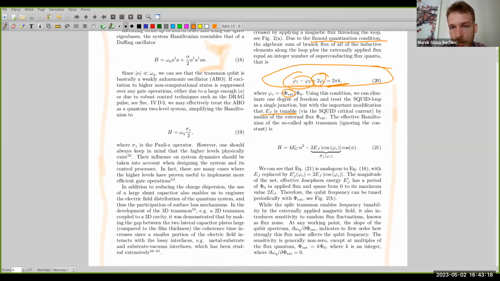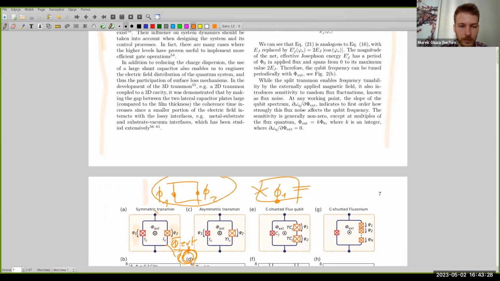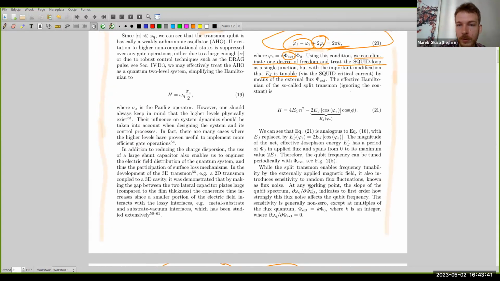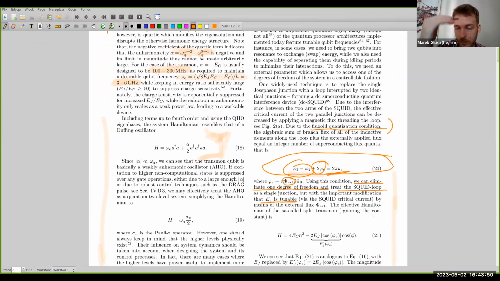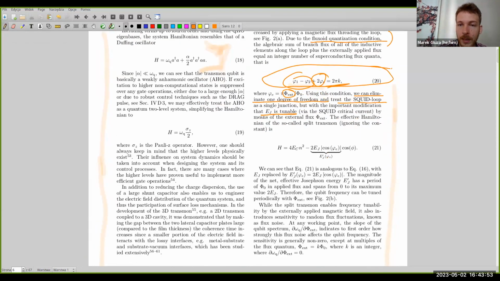So you see EJ is tunable, and I say it here. We eliminate 1 degree of freedom and treat the SQUID loop where we have two Josephson junctions. That's a single transmon, called a symmetric transmon. It still has 1 degree of freedom because of this flux quantization. What I'm highlighting is more or less the key things to interpolate later when you read. And what this allows you to do is to tune the difference between those phases. This is a key component there.